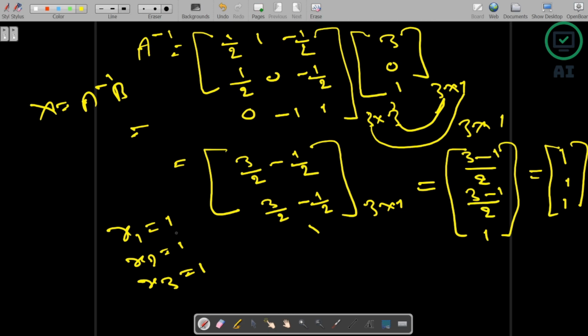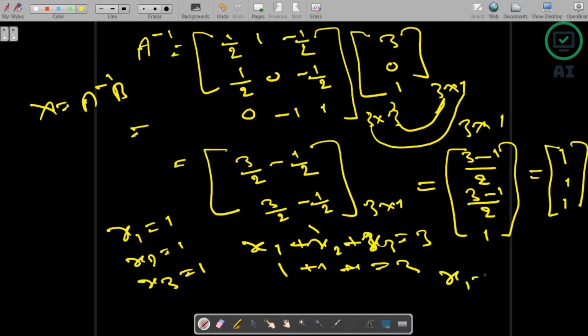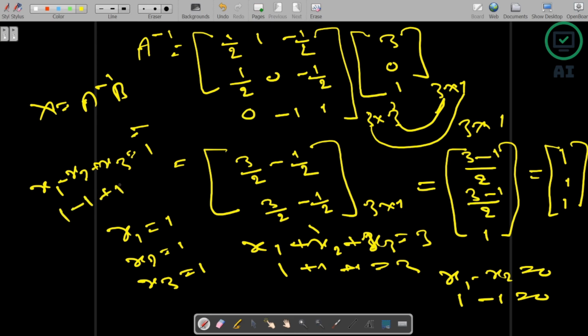To prove whether it is a solution for the equations or not, take the first equation, x1 plus x2 plus x3 equal to 3. If you put in 1 plus 1 plus 1, it is coming 3. Take the second one, x1 minus x2 equal to 0. So x1 is 1, 1 minus 1, it is also 0. Take the third equation, x1 minus x2 plus x3 equal to 1. So 1 minus 1 plus 1, this cancels, it is also 1. So hence we have proved that x1, x2, x3 is 1 1 1.